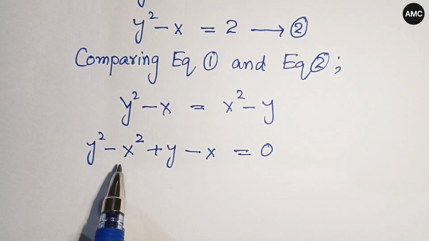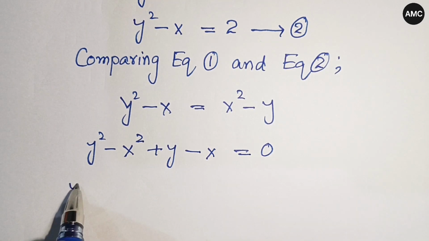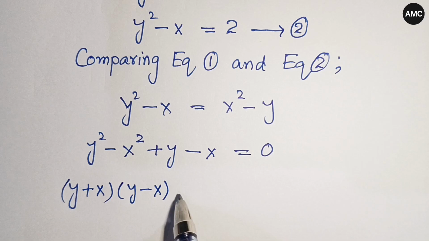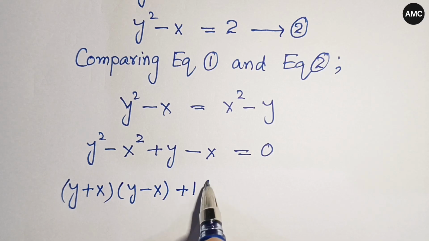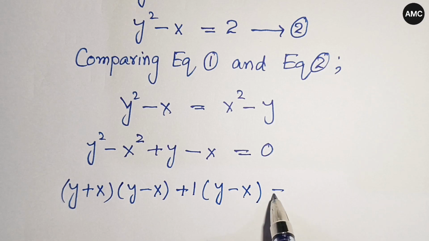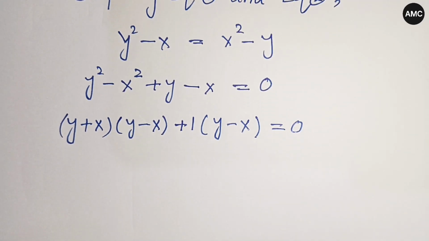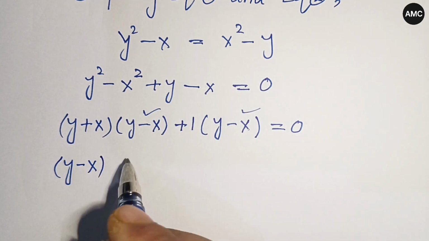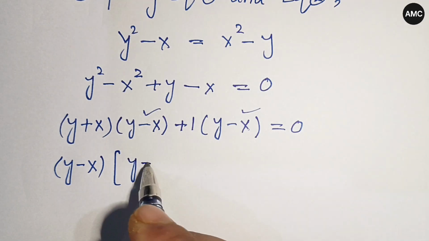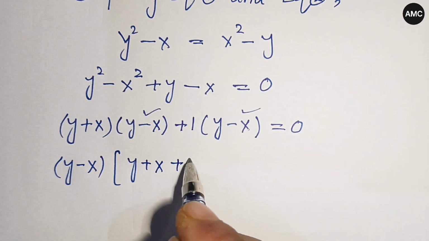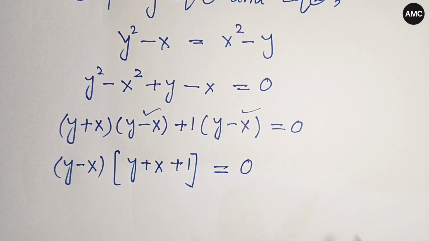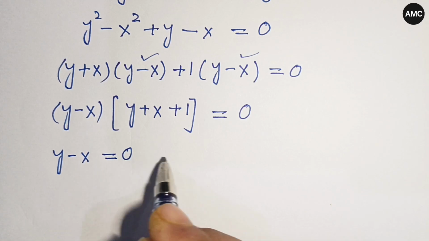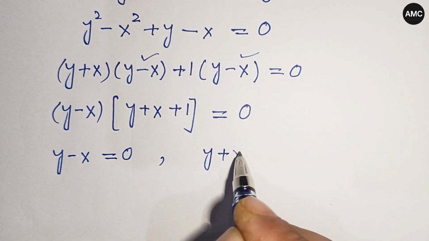Now here, y squared minus x squared, using the algebraic identity, we have (y plus x) times (y minus x). And here, if we take 1 as common, we have y minus x is equal to 0. Now we see that y minus x is a common term, so taking y minus x outside the bracket, we get y plus x, and here we have plus 1, is equal to 0. Now this y minus x is equal to 0, and this factor, y plus x plus 1, is equal to 0.